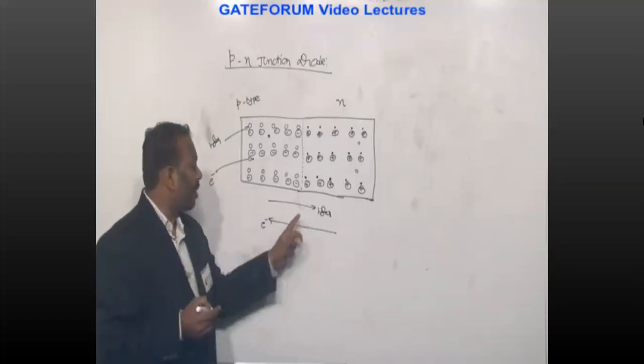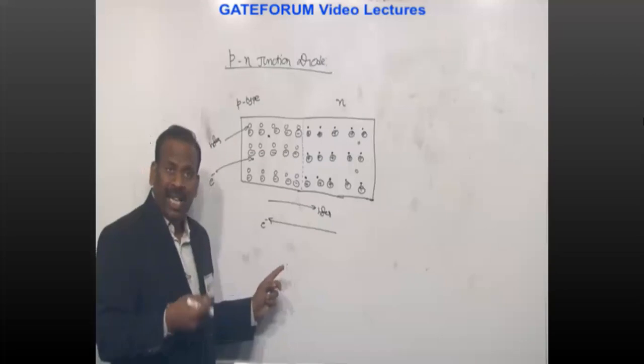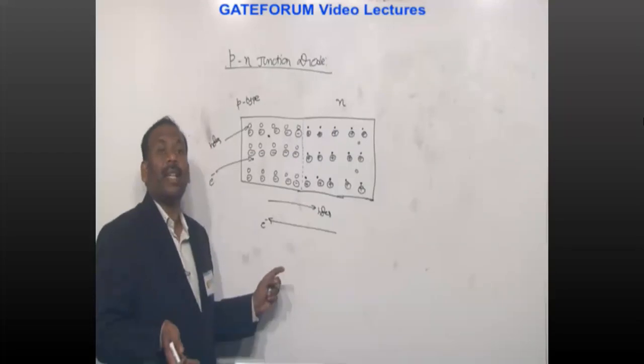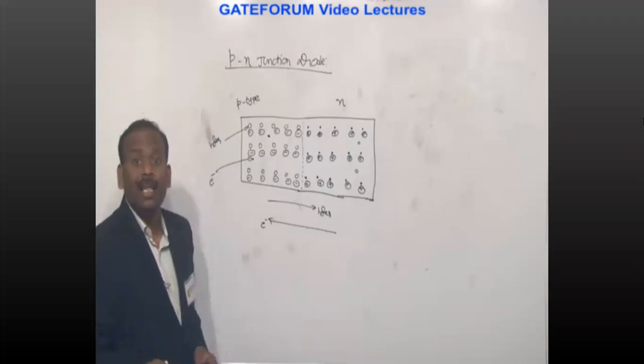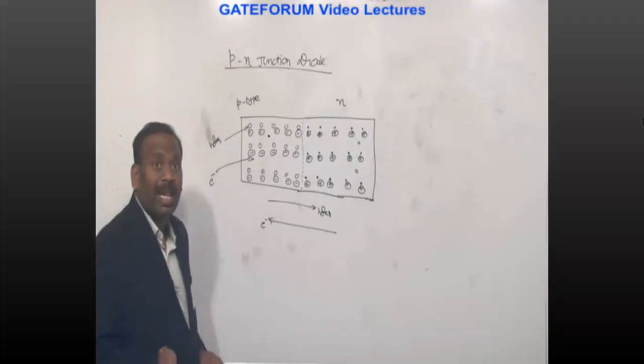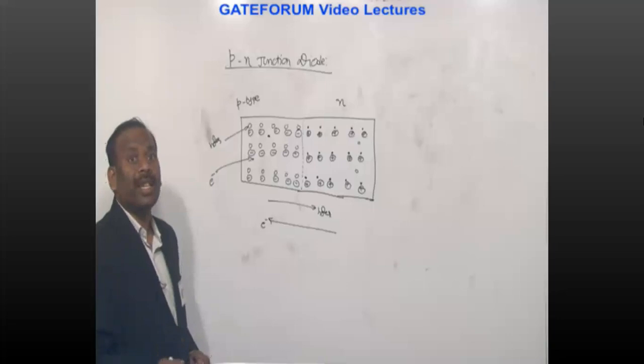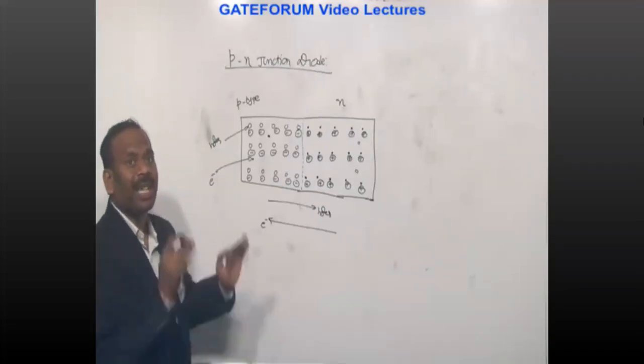Why are these holes and electrons moving? Are you applying any external field? No. It is an internally developed concentration gradient. Because of the concentration gradient, there is a movement of charge carriers from high concentration area to low concentration area. That is called the diffusion mechanism. Now the initial diffusion exists.